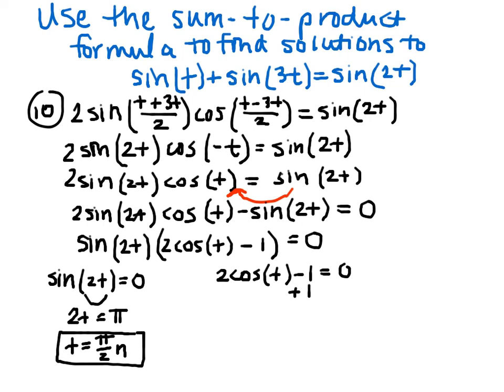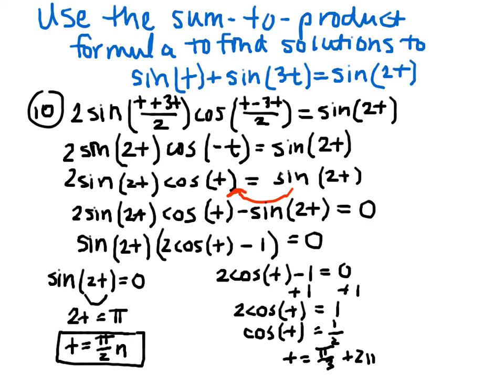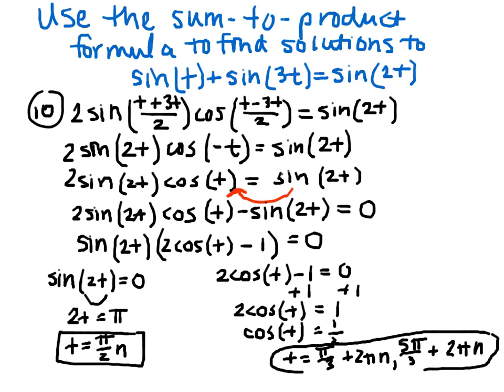And here we need to add 1 to both sides. So we're left with 2 cosine of t equals 1. Divided by 2, we have cosine of t equaling 1/2. And cosine of t equals 1/2 when t equals pi divided by 3 plus 2 pi n, or 5 pi divided by 3 plus 2 pi n. And those are all of our solutions.